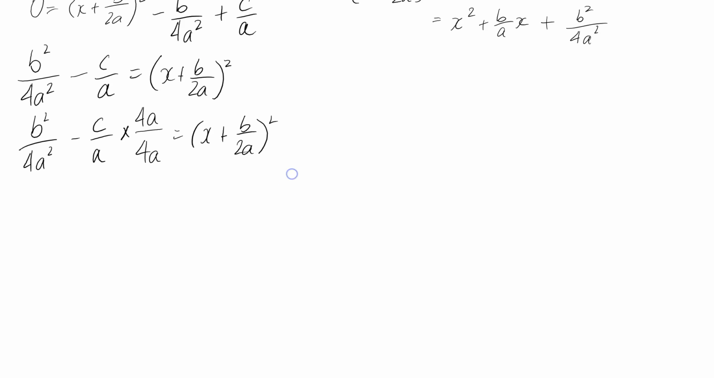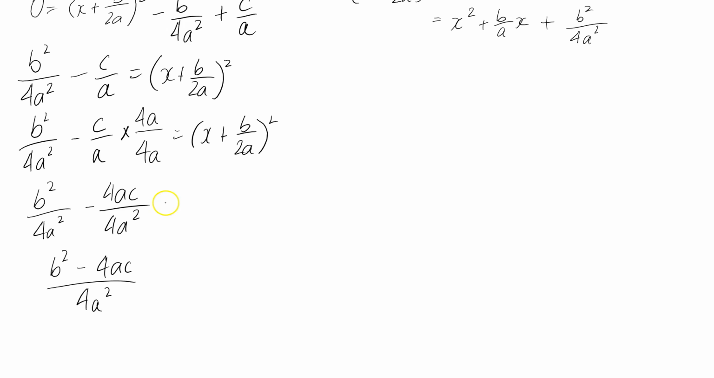So now that I've done that, we've got a common denominator here. I'll write it out neatly. This becomes 4ac on the top, 4a squared. So we can put these together, and that means we just copy across what's on the top line. So b squared minus 4ac all over that common denominator. Our right hand side is just remaining the same. We haven't done anything to it yet.